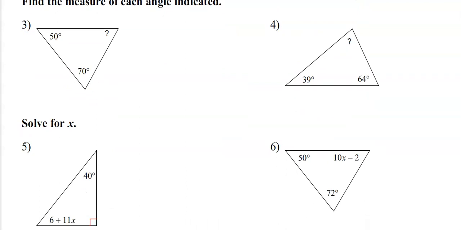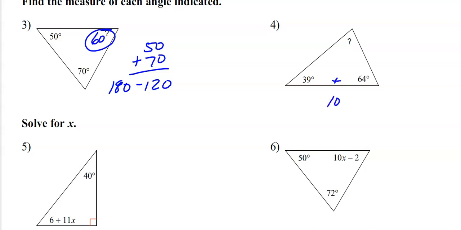Number 3 and number 4, you just got to know that triangles always add up to 180. So add up what you have. 50 plus 70 is 120. Subtract from 180. I'm not going to write this out every time, I'll probably do it in my head, but that's what you have to do. So that would leave 60 degrees. Number 4, add up what I have. When I put those two together, that's 103. Subtract from 180. Looks like 77.